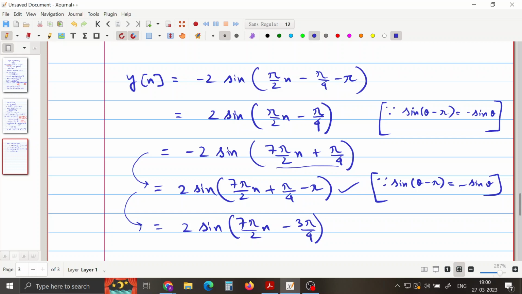If you subtract pi, sine of theta minus pi becomes minus. In order to have that formula, we have taken minus pi. I just wanted to get rid of this negative sign, that's why I subtracted pi. You can leave it in any form. That's fine. These are just simple algebraic manipulations. That's it.